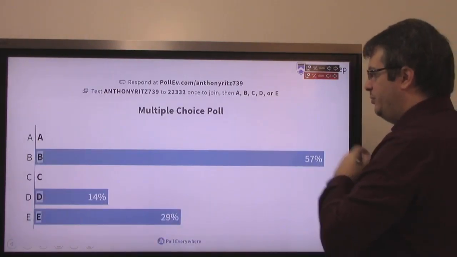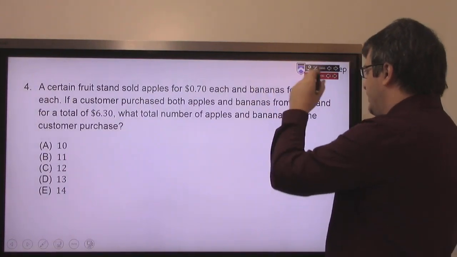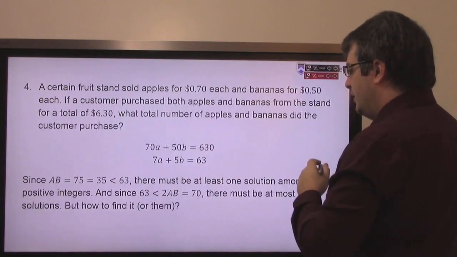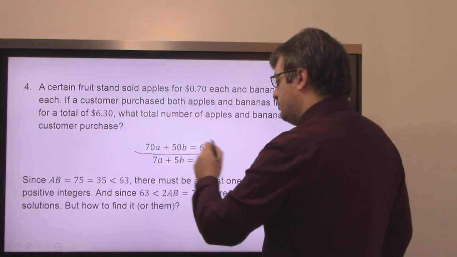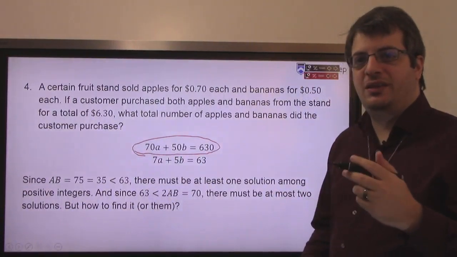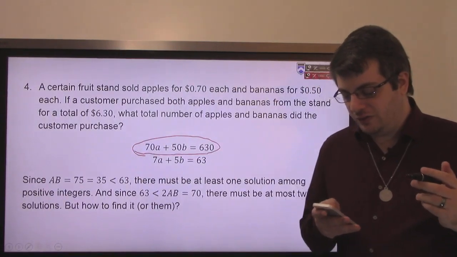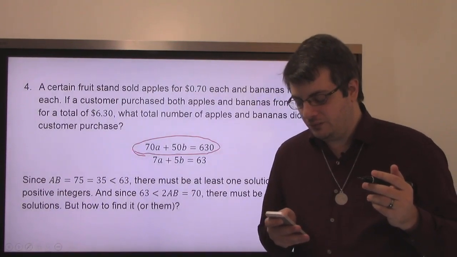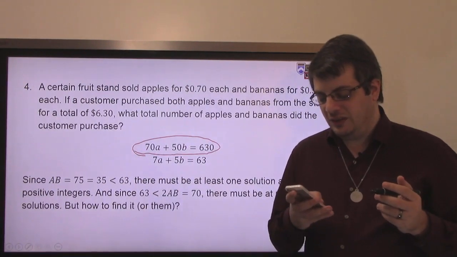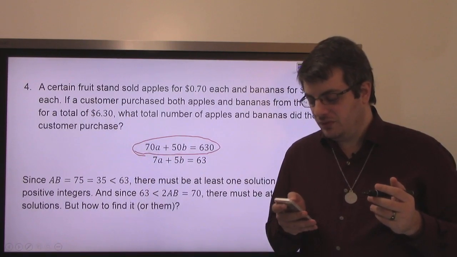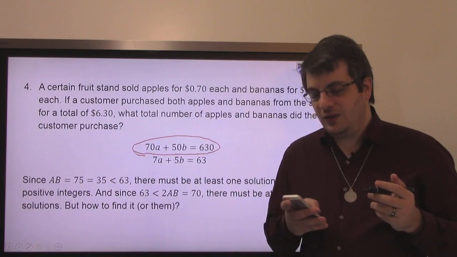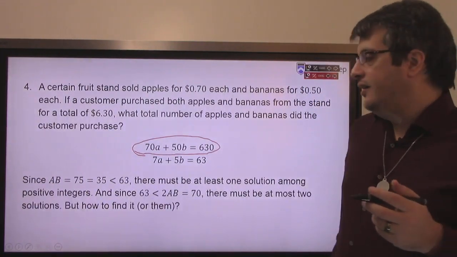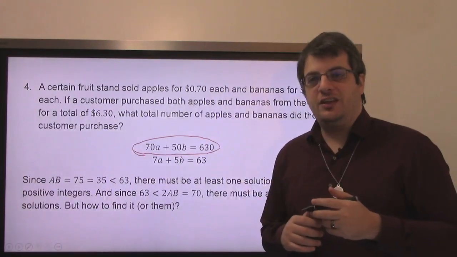And it would be, forgetting the poll. That's still the previous poll. 70a plus 50b equals 630, right? Does everyone agree that that would be the equation that I'd be looking for? Also, I'm going to go ahead and clear that previous poll now, if my phone will let me. Come on. Clear responses. Clear responses. Okay. All right. Poll is cleared, but we'll save it for the next problem.